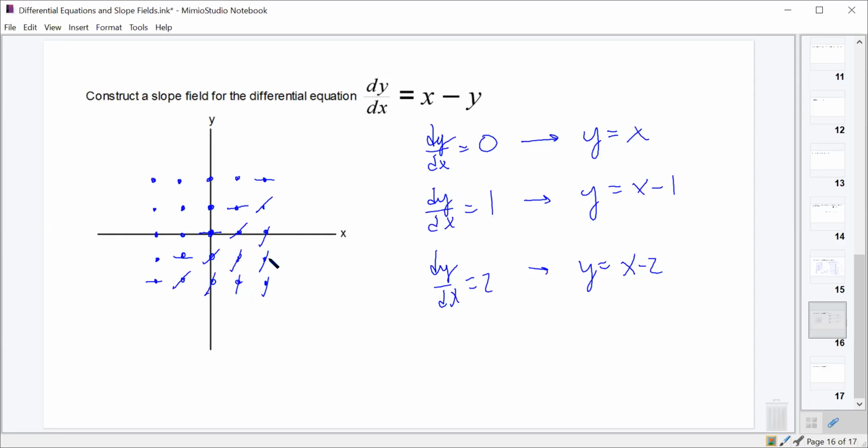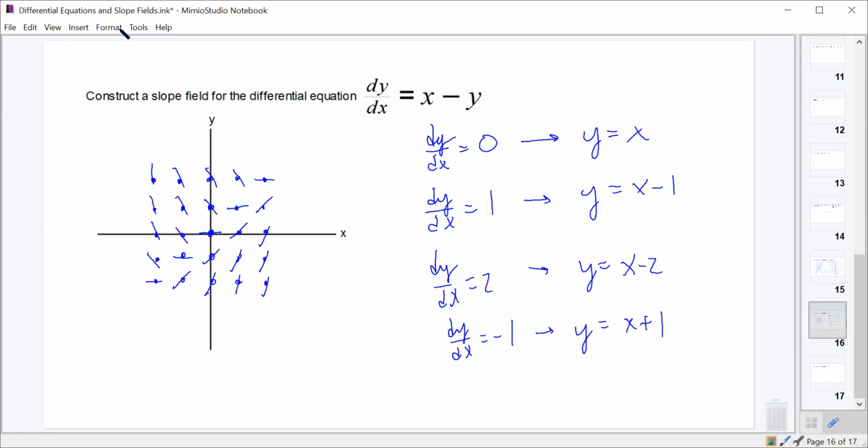Yeah. All right, and what about if we go with negative values? dy dx equals negative 1. That ought to give us y equals what? X plus 1. Okay. So along that line, we need slopes that are negative 1. And then the next one up is probably going to be negative 2. We could plug those in and see that. And then negative 3 and negative 4. And we end up with something that looks kind of like this.